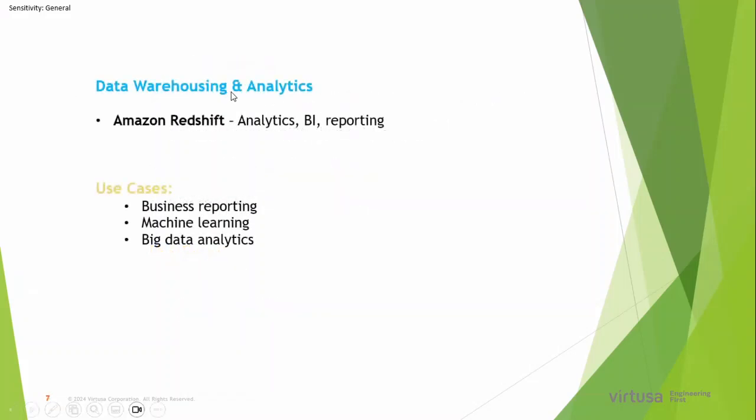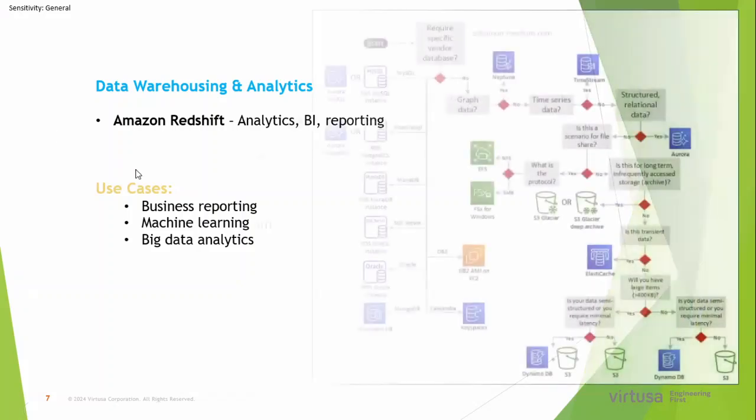Warehousing and analytics, again, Redshift is a database type we have in AWS for all this AI-specific work, specifically analytics, BI, and reporting. Okay, so this is something you can use if you start working in AI-related things.